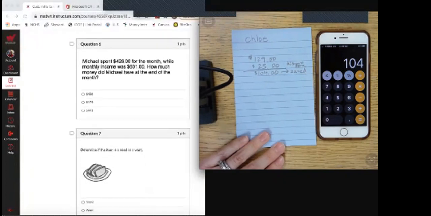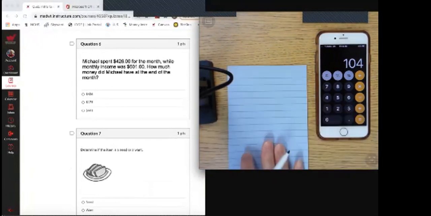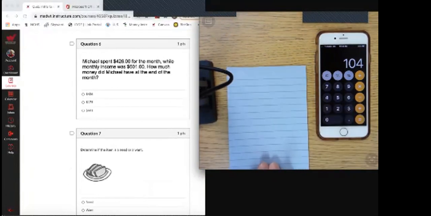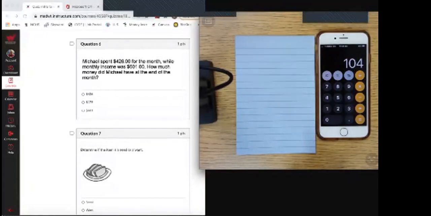Okay, last one of the story problems. See, you got to think about this. When you have your own money, you got to think about how you're going to spend it. Every penny counts.